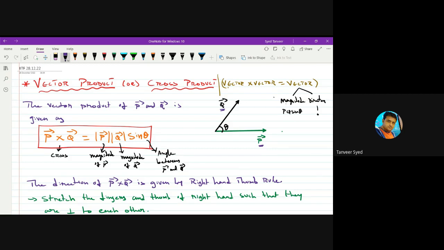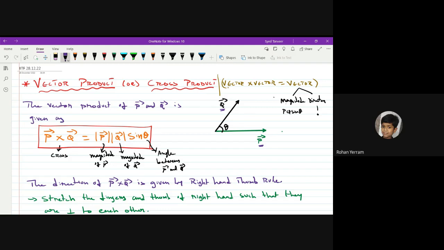What will be the direction of P cross Q? The direction of the thumb. 90 degrees. What is that direction? How is it pointing? Left, right, up, down, front? Sir, up, sir. Out of the screen? No, it will not be up. I'm telling you, P and Q are in the plane of the screen.